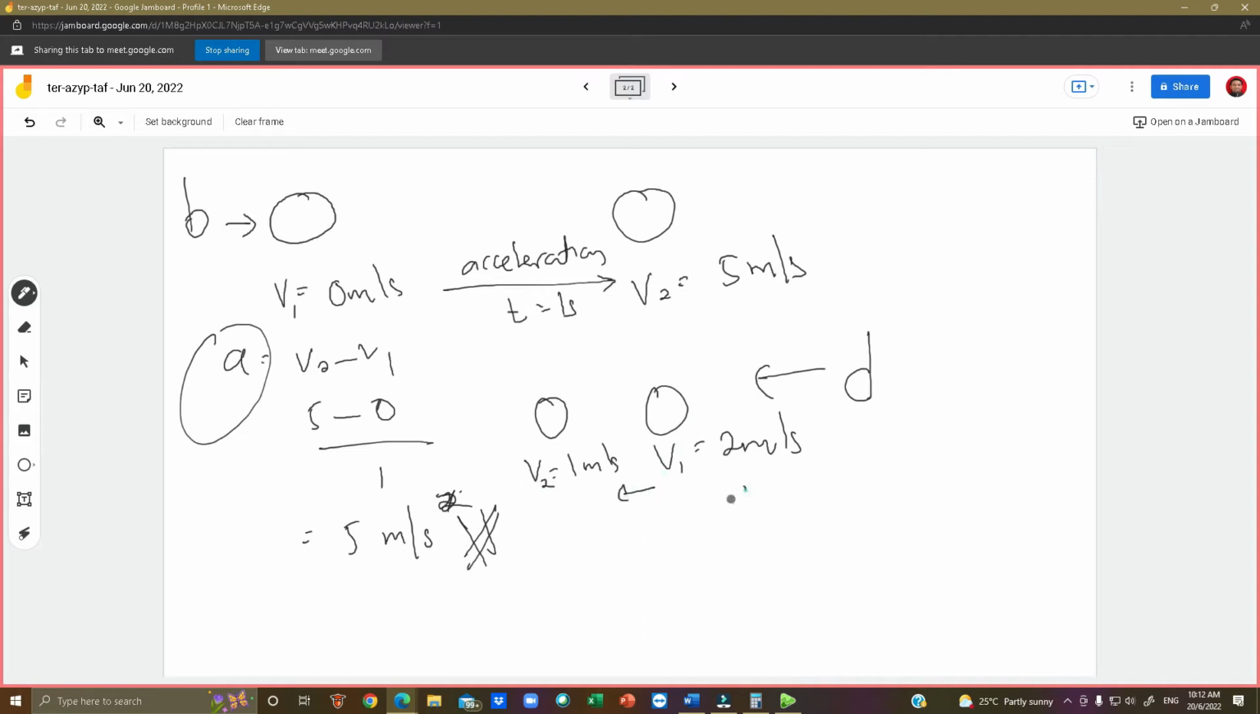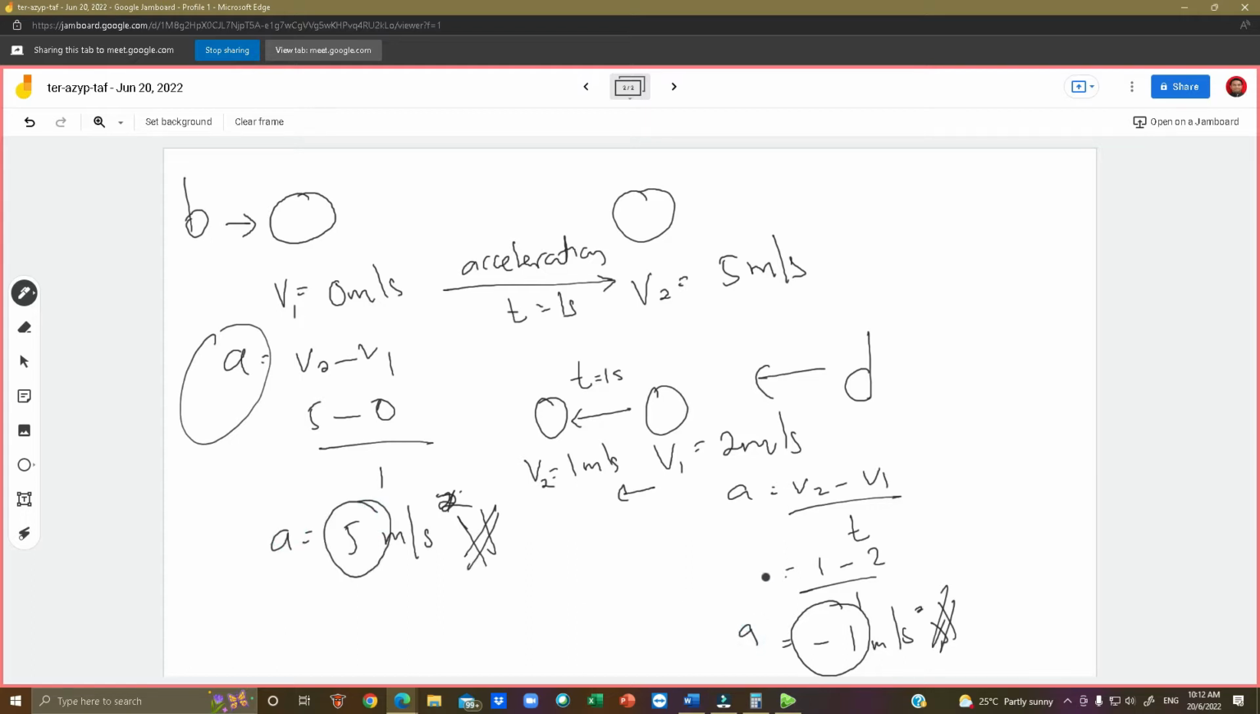So let's see. A equals to V2 minus V1 over T. Let's say the time taken is 1 second, similar with the first situation. So we have 1 minus 2 over 1. We have negative 1. Okay, negative 1 meter per second square. So if you have a value for your acceleration, means there are case of disruption. Okay, there are change in inertia.